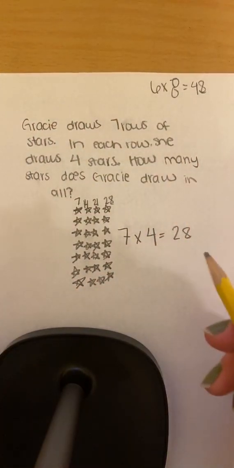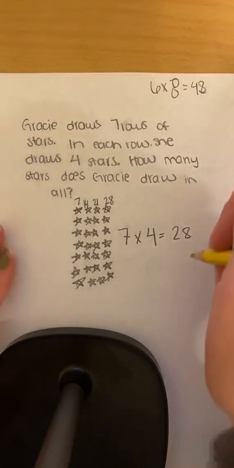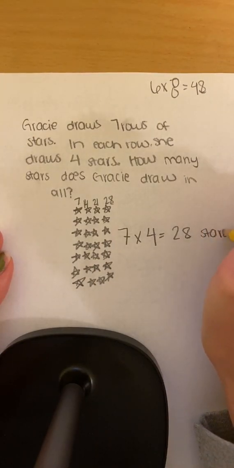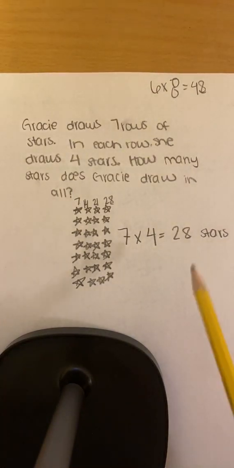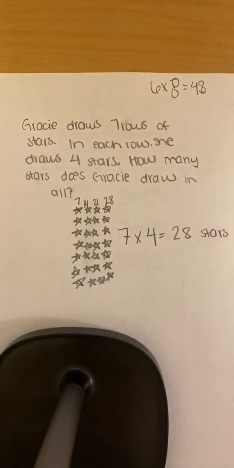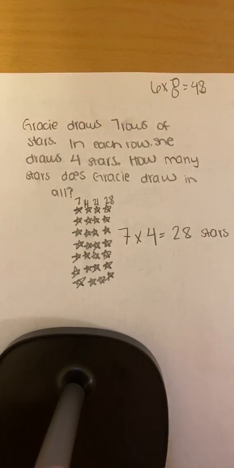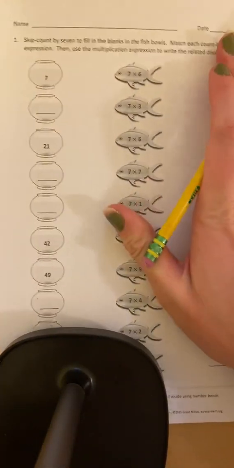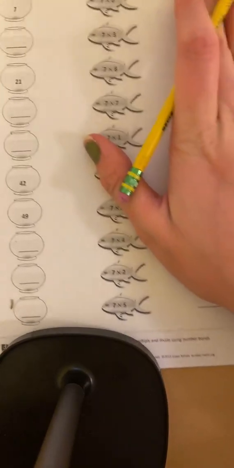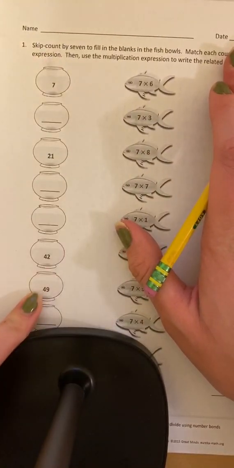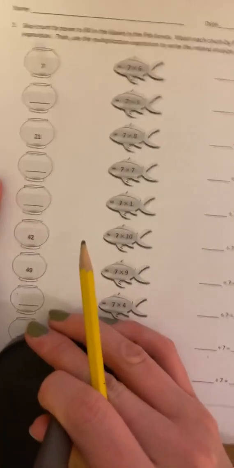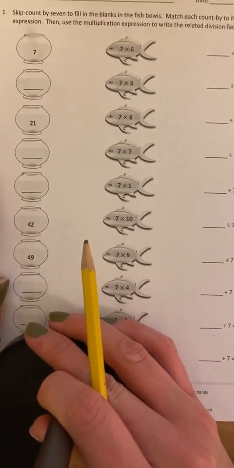So I'm not done here because remember, it is a word problem. So I'm going to say 28 stars total. Because if I don't talk about specifically what the 28 stands for, they could think I'm talking about 28 water bottles. So we want to make sure that we're specific. Today we're not going to worry about division. We're going to work on that Friday. We're just going to work again what we did with our sixes, practice skip counting them, and then connecting them to their multiplication fact.